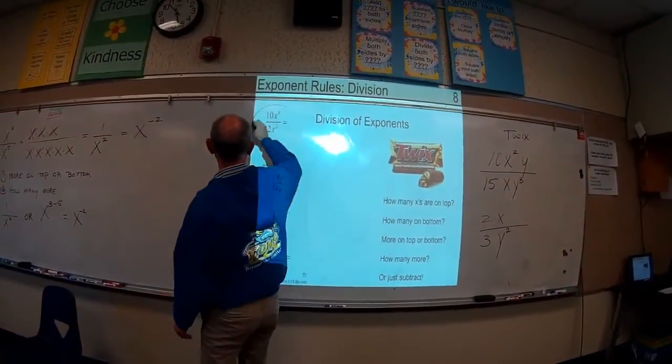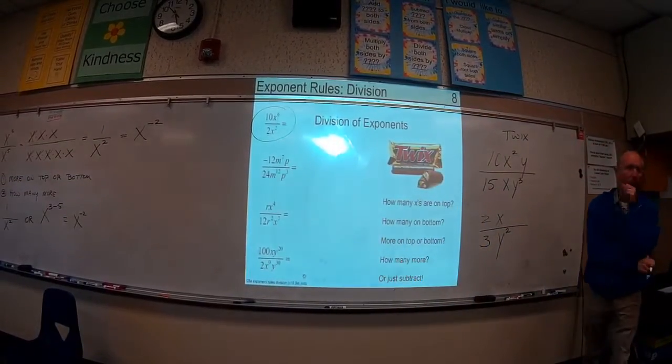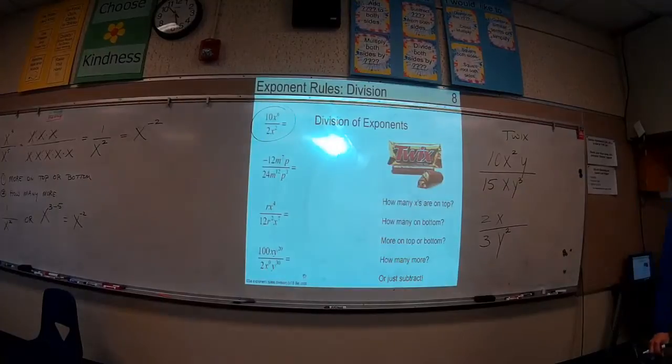Here we go. This one, not in your notes, on your whiteboard. What is that going to become? You've got 10 over 2. That's one problem. You have x to the 6 over x to the second. That's 2 problems. Okay, so your answer is just this. That's the answer right there.